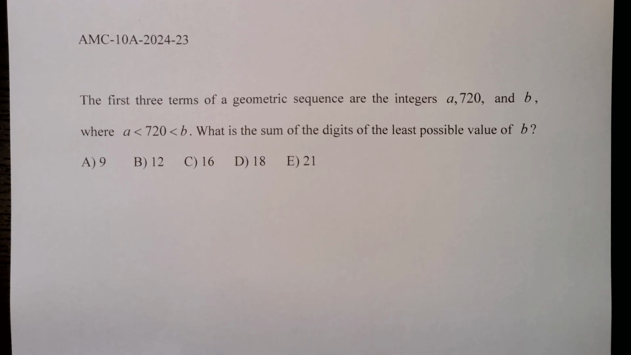Today we have yet another question here, and as always, let's first start off by reading the question. So, the first three terms of a geometric sequence are the integers a, 720, and b, where a is smaller than 720 and 720 is smaller than b. What is the sum of the digits of the least possible value of b?